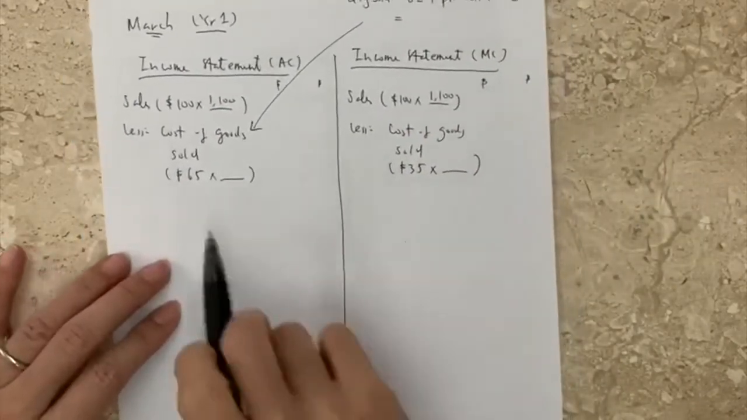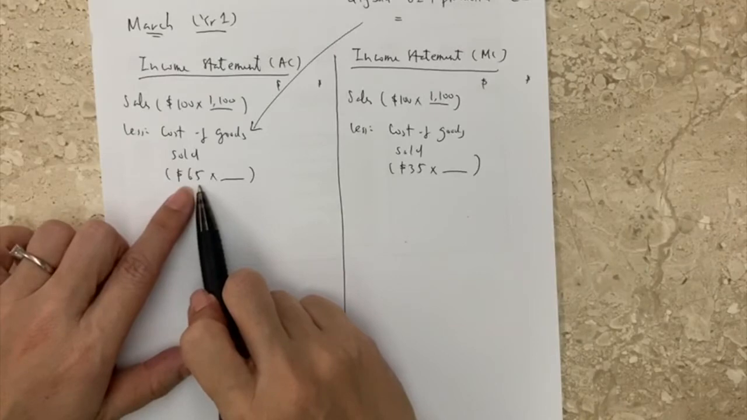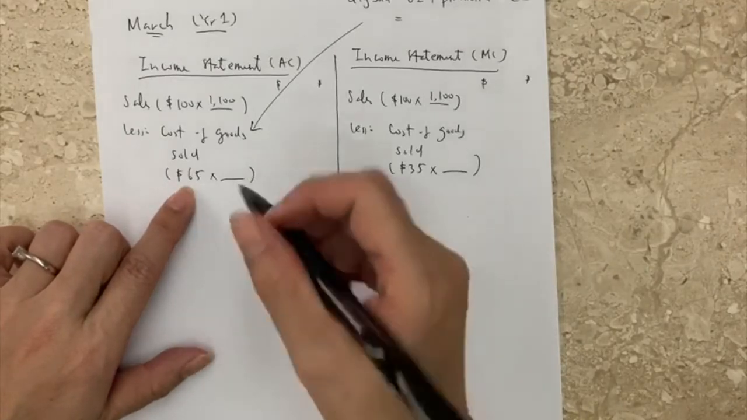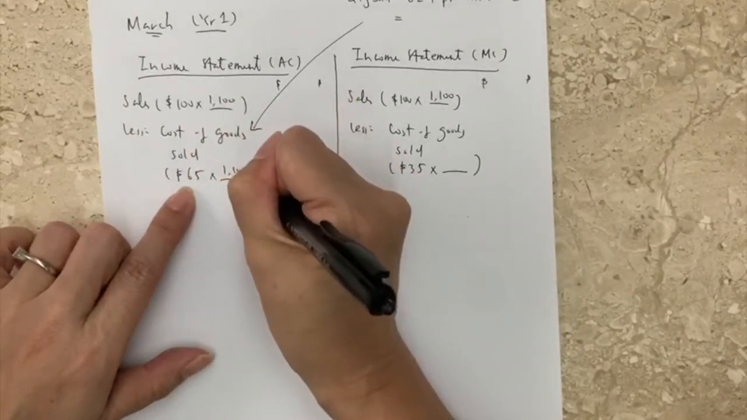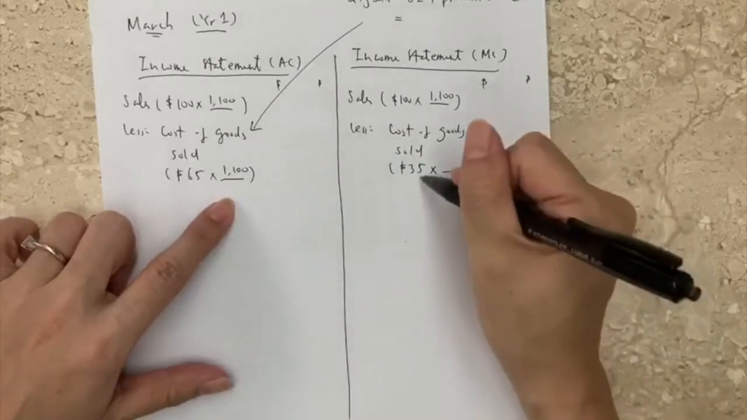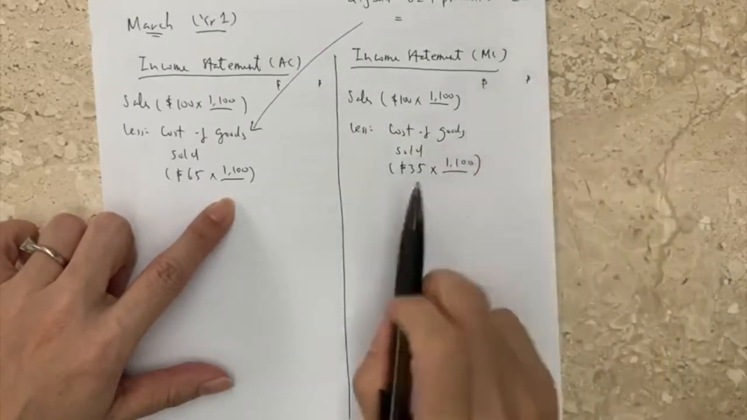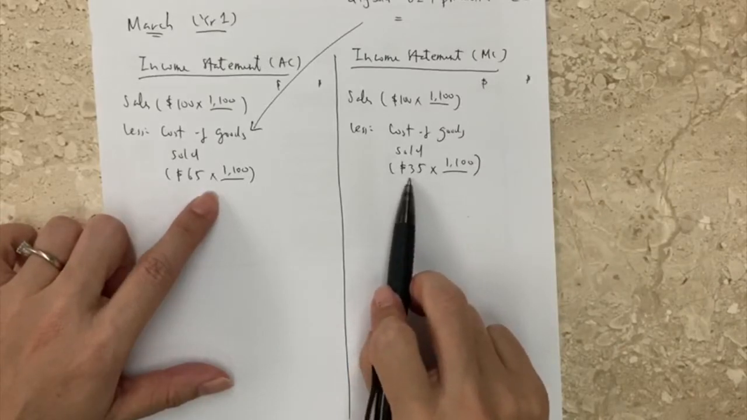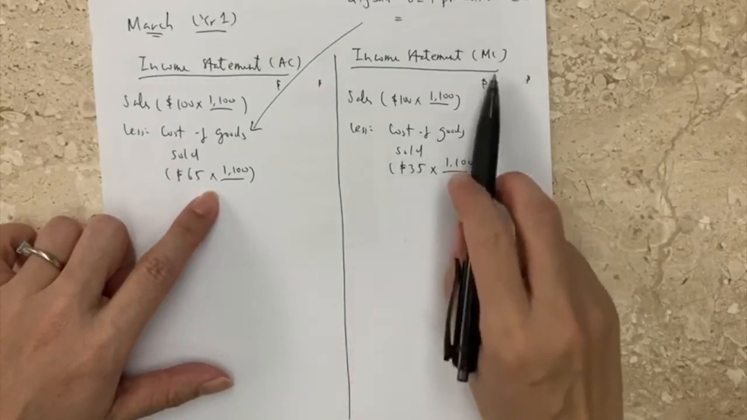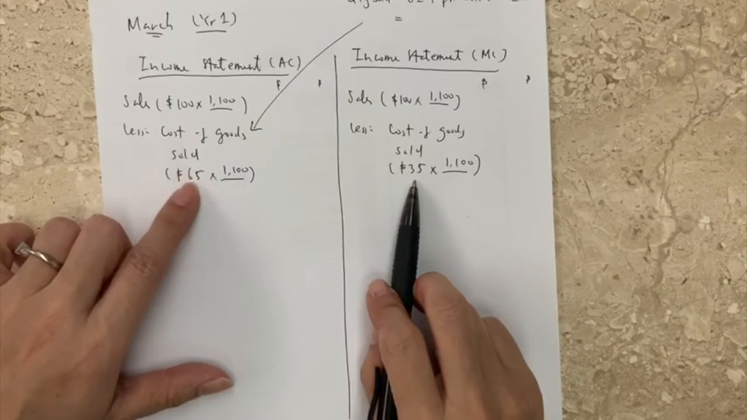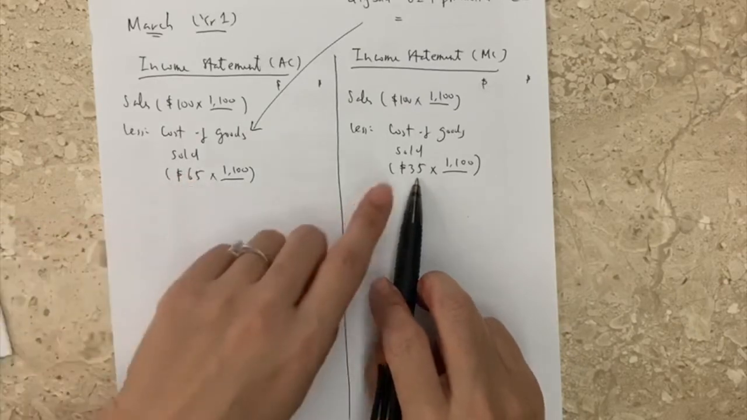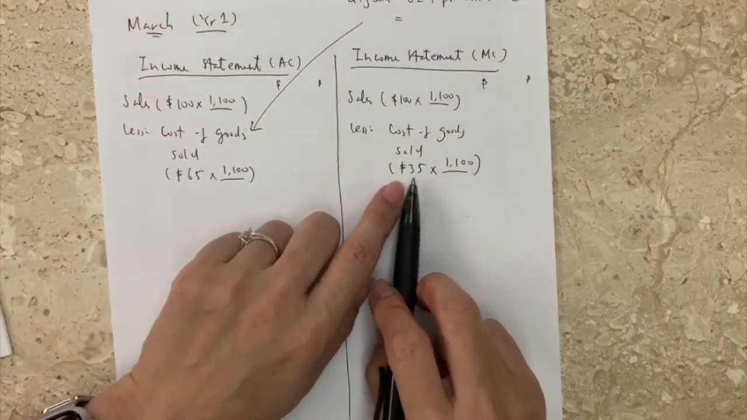Okay, and 65 per unit under absorption costing, same as before, times quantity sold as well, and then here 35 times quantity sold as well. So you can realize that the cost per unit under MC is always smaller than the cost per unit under AC, because under MC fixed overhead is not included as it is not relevant to decision making.